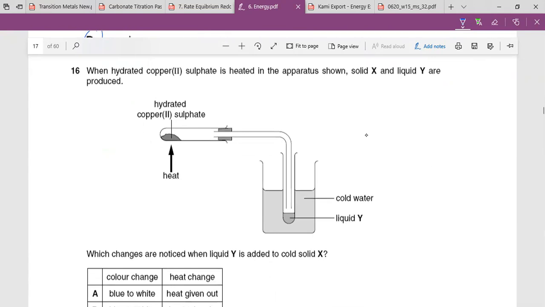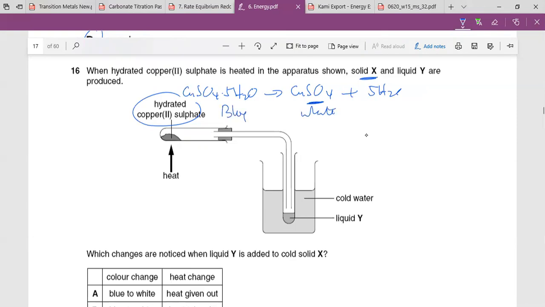When hydrated copper(II) sulfate is heated in the apparatus shown, solids X and Y are produced. Okay, right? Of course, when you heat this here, hydrated copper sulfate, CuSO4·5H2O becomes that. And anhydrous copper sulfate, which is solid X, no water, that's the water given up. This is your white color, this is your blue color. This water here, of course, is your liquid.